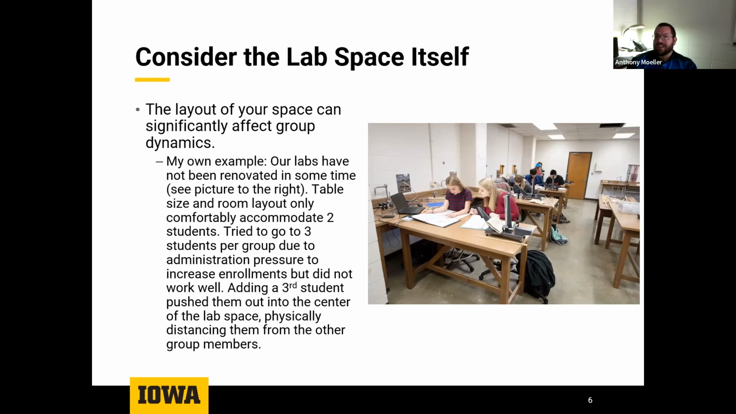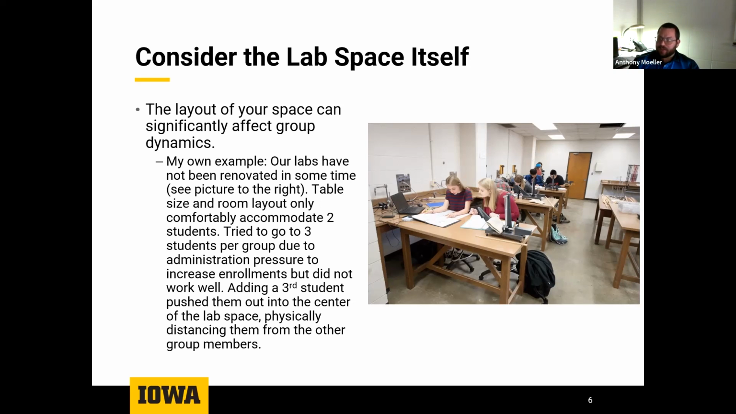At one point, we tried to increase it to 3 students per group. This was not based on any pedagogical reason or anything from the instructors. This was purely from administration saying, we have more students who want in these courses, increase the enrollment in the lab sections. So we put 3 people per group.